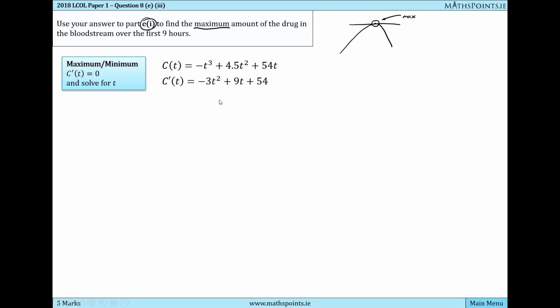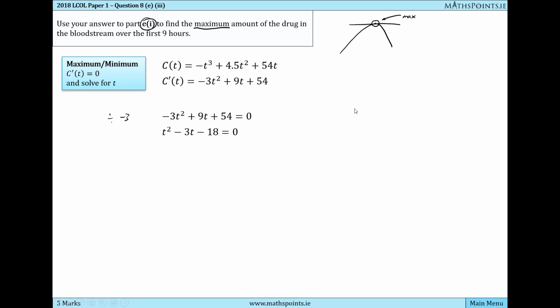So we got minus 3t squared plus 9t plus 54. So we're going to let that rate of change equal 0. We can see that we have a quadratic equation. To make this quadratic easier to factorize, we're going to divide across by minus 3. And we get a quadratic equation, t squared minus 3t minus 18 equals 0.